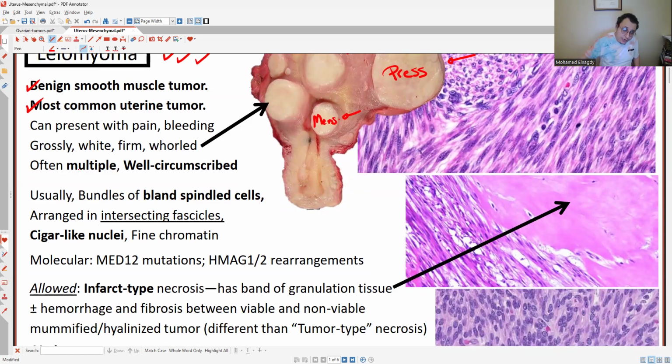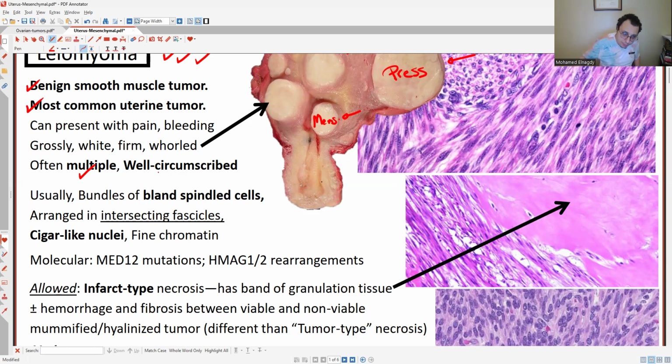Leiomyomas are usually multiple because they are hormone related. They are related to estrogen. Why is it an estrogen-dependent tumor? What's the proof for that? After menopause, when the estrogen goes down, these tumors regress. They regress in postmenopausal women because the estrogen went down. So this proved that these tumors are actually estrogen dependent.